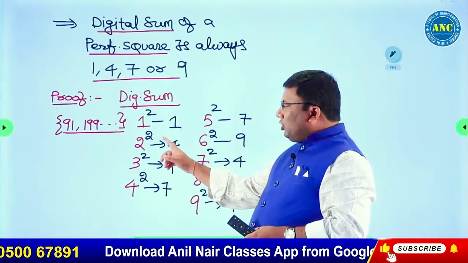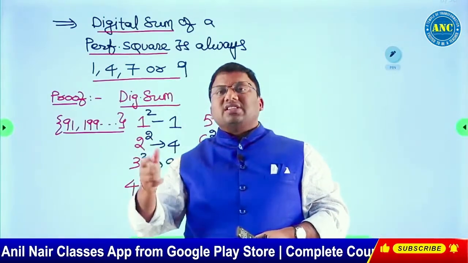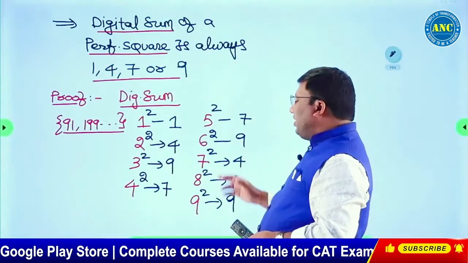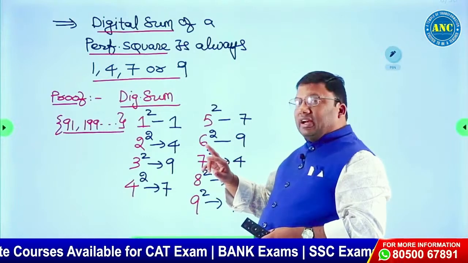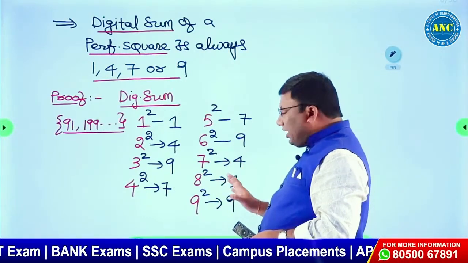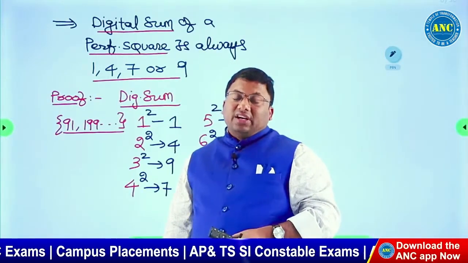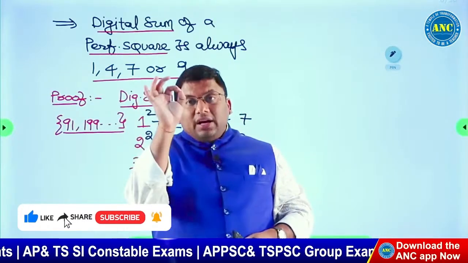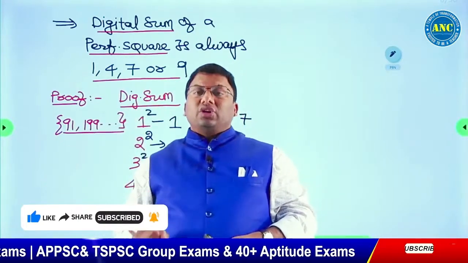1 squared is 1, 2 squared is 4, 3 squared is 9, 4 squared is 16. What is the sum of the digits of 16? 1 plus 6, 7. 5 squared is 25, 2 plus 5, 7. 6 squared is 36, 3 plus 6, 9. 7 squared is 49, it is 4. 8 squared is 64, it is 1. 9 squared is 81, it is 9. So, if the number is a perfect square, the digital sum has to be 1, 4, 7 or 9. If the number is a perfect square, the unit digit can never be 2, 3, 7 or 8.